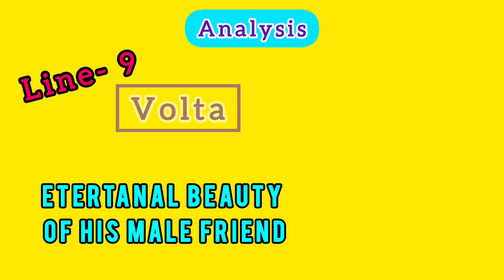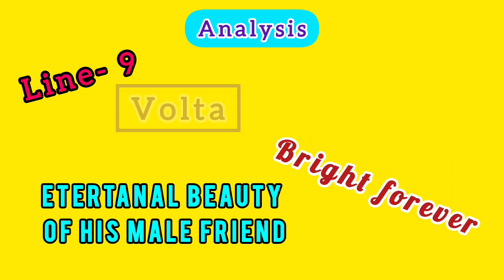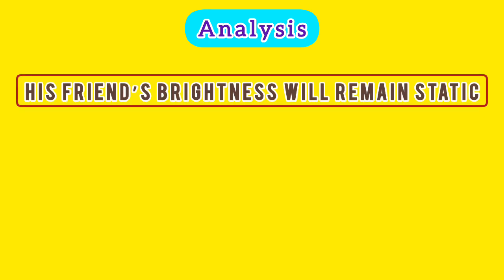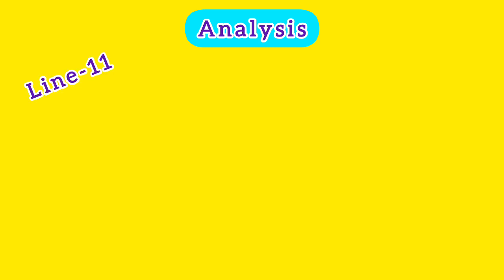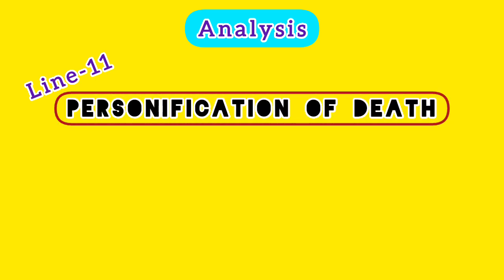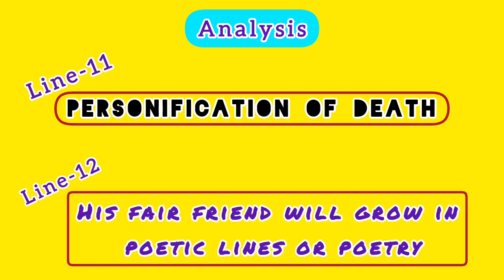the eternal beauty of his male friend. He mentions that his male friend's beauty will remain bright forever, as it will never fade. In the next lines, he again asserts that his friend will not lose his fairness or the brightness of youthful beauty, and most importantly, death will never come to him because his beauty will be eternalized in poetry. In line number 11, death is personified, and in line number 12, the poet speaker highlights that his fair friend will grow in poetic lines and poetry will provide him with permanent beauty.